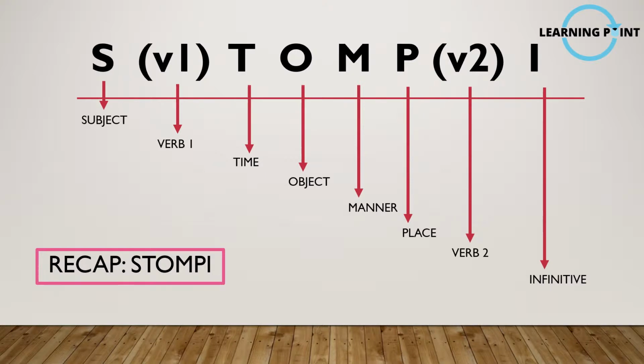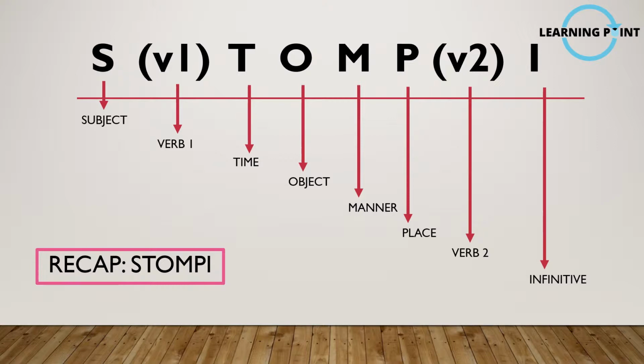So the subject is the one that's doing the work. The verb is the auxiliary verb usually. T is the time when it happened. O is the object. It's what the verb is being done to. The M is for manner, how the verb is being done. P for place, where was the verb done. Verb 2 is the action word, what was being done. The infinitive is the reason why they did that.